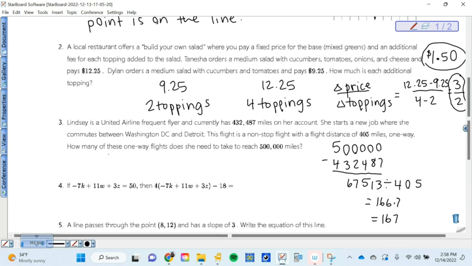We could also set that up as a linear equation, y equals mx plus b. My rate would be this 405. My starting value is this 432,487. And I just set that equal to 500,000. And then solve for x, which is really just what we just did.